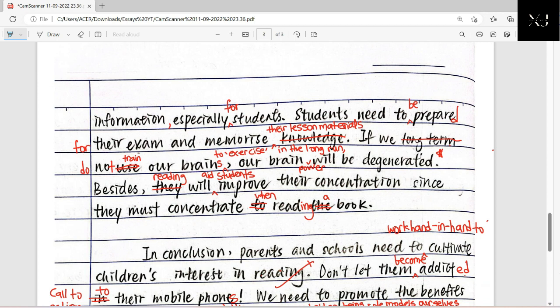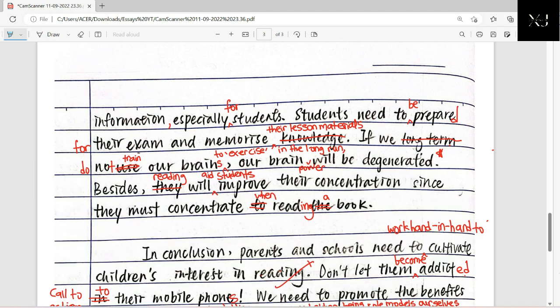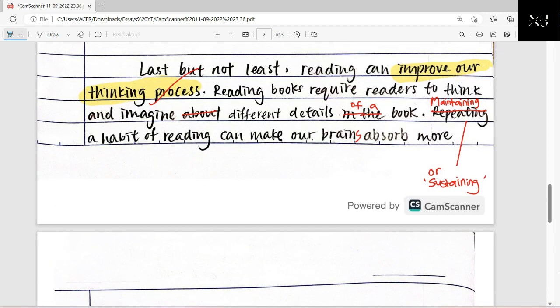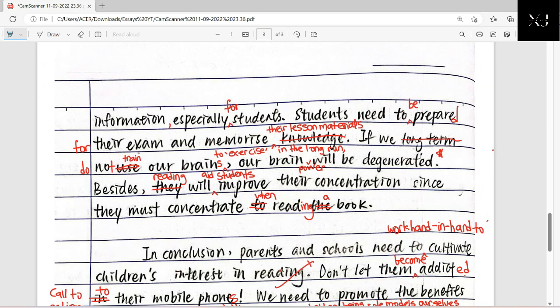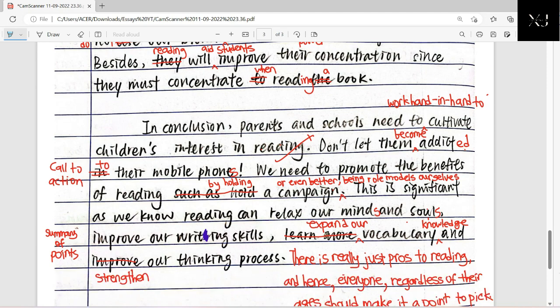Besides, reading will aid students in improving their concentration, since they must concentrate when reading a book. So this is another benefit of reading that she categorized under the thinking process. When we concentrate on what we are reading, we are able to remember the content better, and of course understand the content a lot better. And when we are able to concentrate on what we are reading, it allows us to think about the issue, the problem, maybe even come up with solutions and ideas on how to solve the issue. She can actually elaborate more on this.